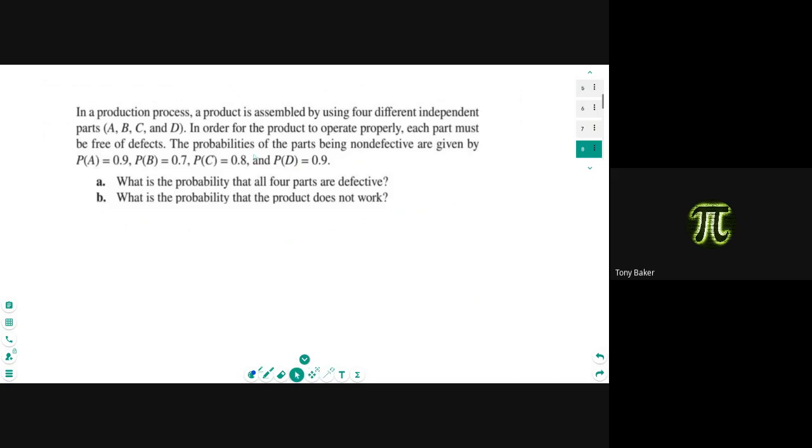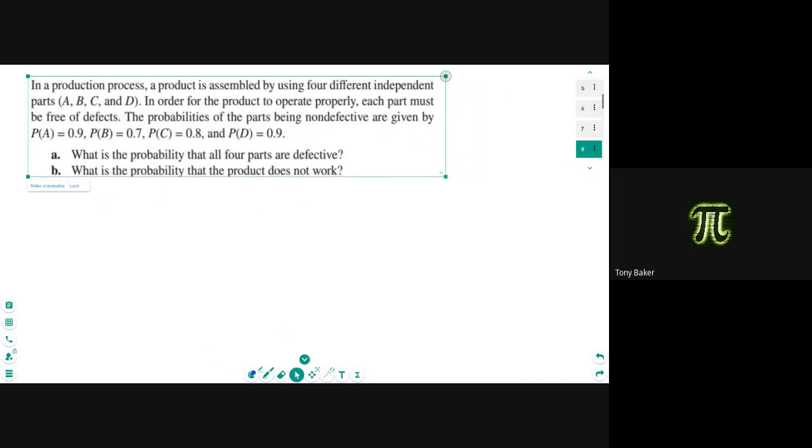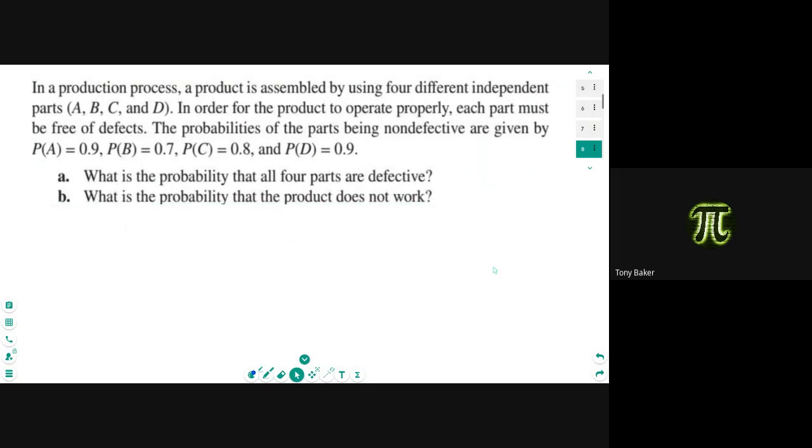Let's do a production one. So I've got 4 different parts. In order for the product to operate properly, each part must be free of defects and work. The probability of the parts being non-defective are given as this. Part A is 0.9, part B is 0.7, part C is 0.8, and part D is 0.9. What is the probability that all 4 parts are defective?